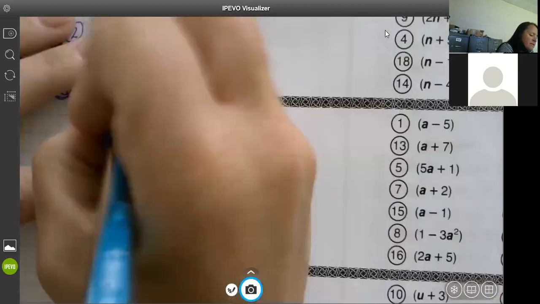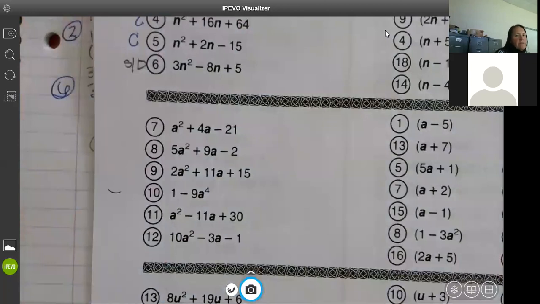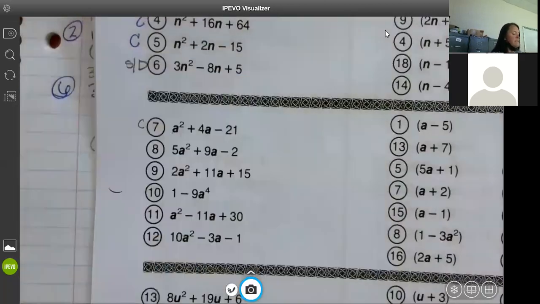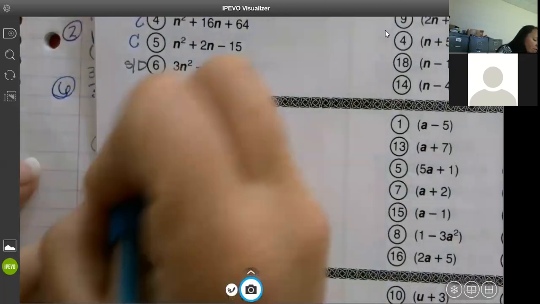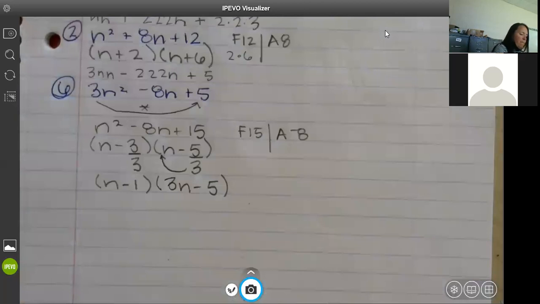All right. So this one was slide and divide. What do you think number 7 is going to be? It's 3 terms, and there's no number in front. Cheater method, so we can put a little C next to it. Number 8 has 3 terms, but there's a number in front. So what do you think we're going to do on it? Slide and divide. So I'm going to do number 8 with you just so you have another one.